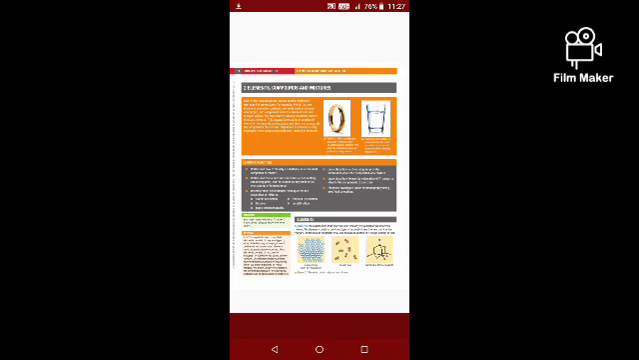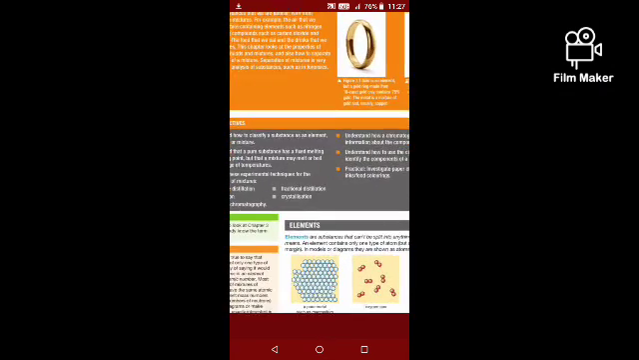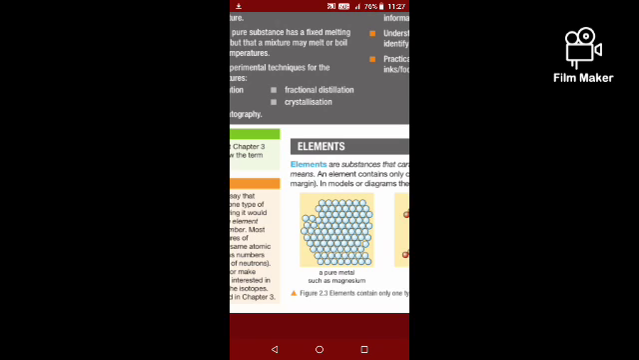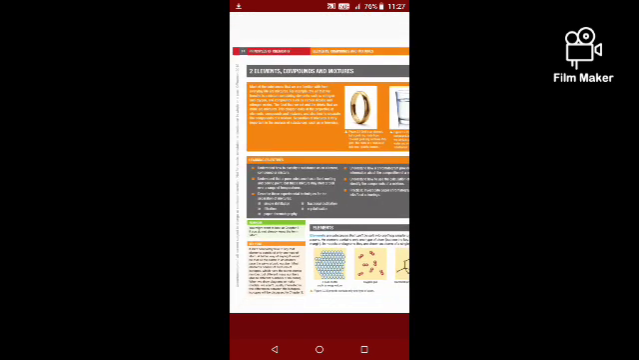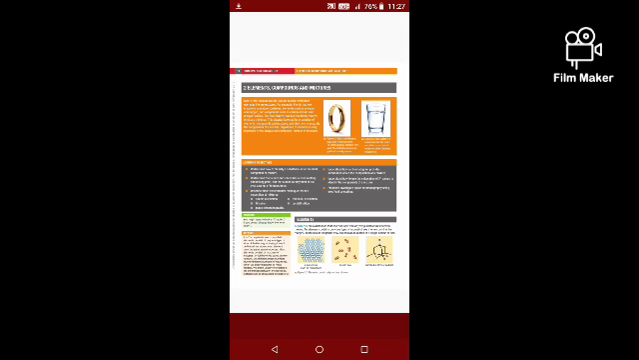An element contains only one type of atom. It contains only one type. If it's magnesium, it's pure magnesium, only that. If it's only magnesium, it's an element because it's pure. It's the same for oxygen, carbon, nitrogen, and those things.